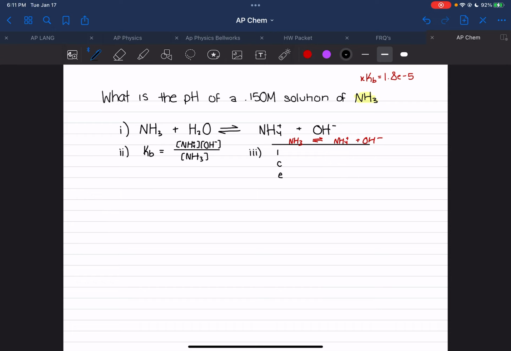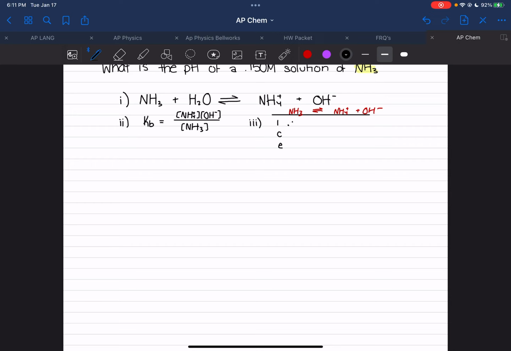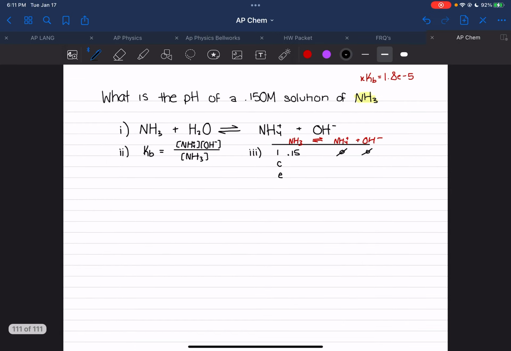So they're telling me a 0.15 molar solution of NH3, so my initial is 0.15. There's none here and there's none here. So the change here is going to be minus X, right, as it is a 1-to-1 ratio with each product. And this change is going to be an add of an X and an add of an X, and then at equilibrium this is going to be 0.15 minus X, this is going to be X, and this is going to be X.